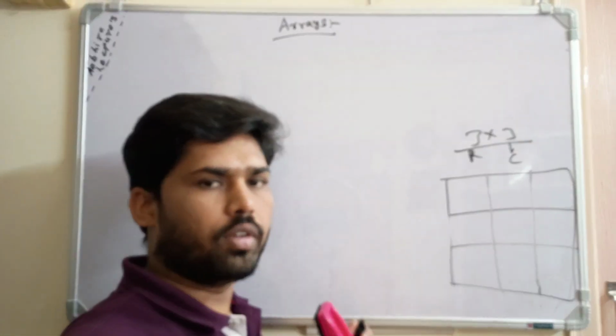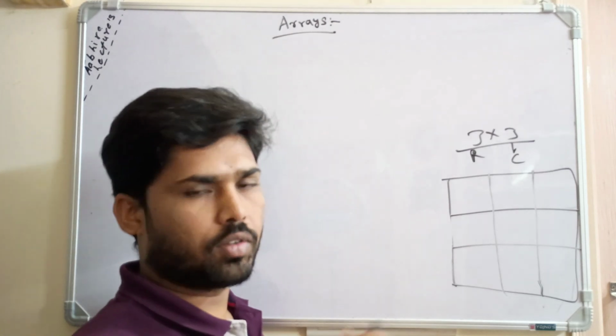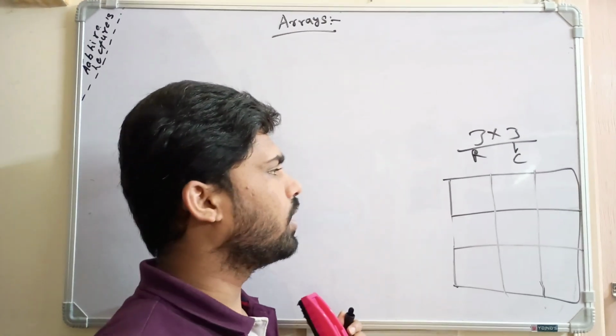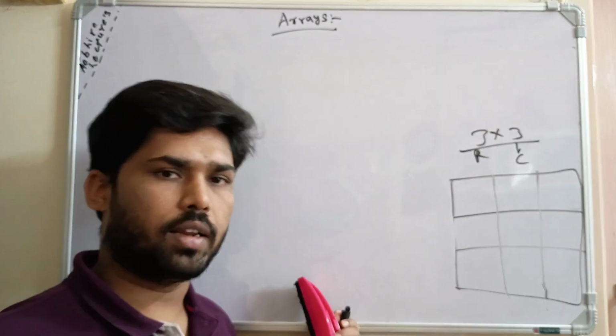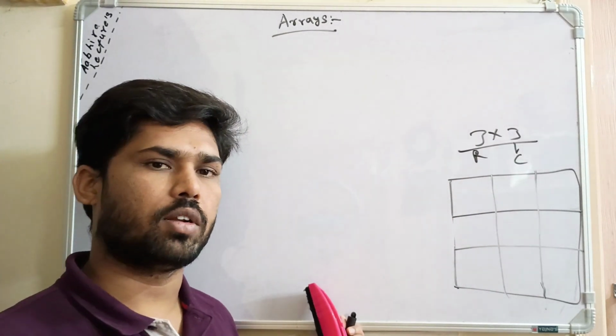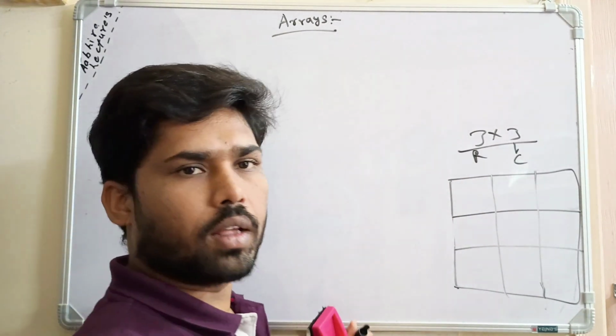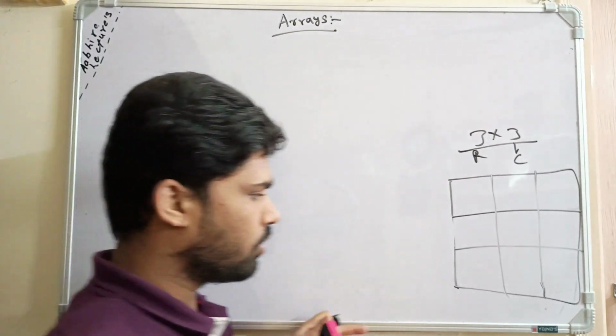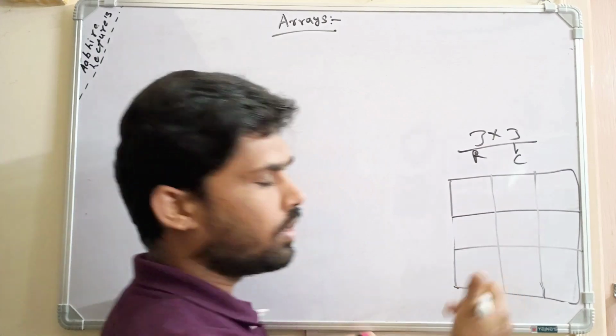If you didn't see my array video, first of all go and see my array video and single array video, then you will understand multi-dimensional. Because I already discussed arrays, the general syntax and definition of an array, and single dimensional arrays. If you didn't watch, first go and watch that. Then you can see the multi-dimensional video.